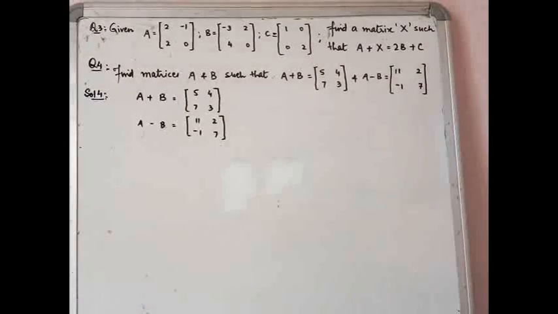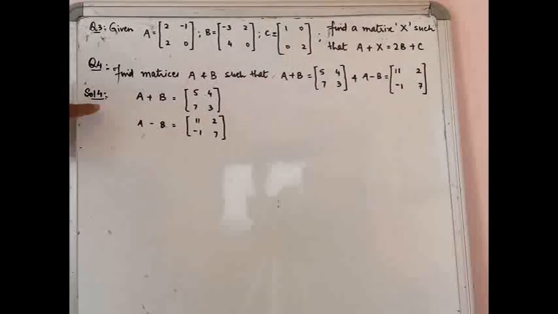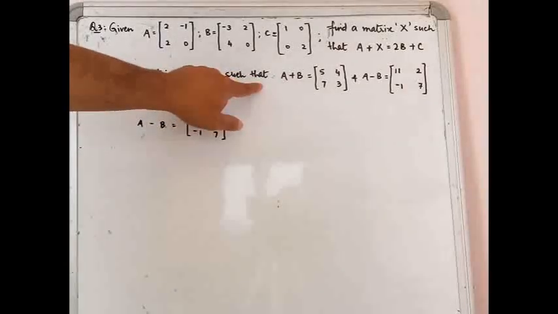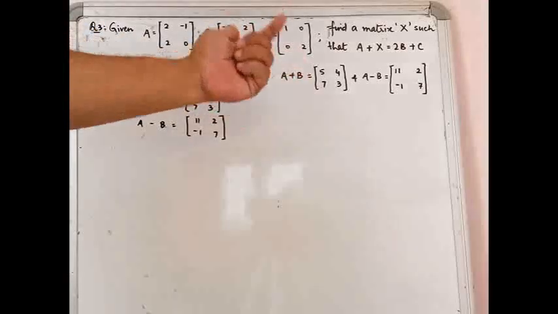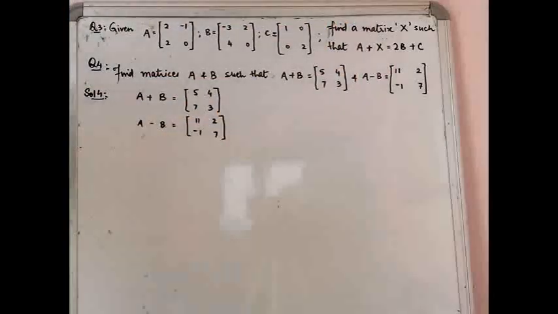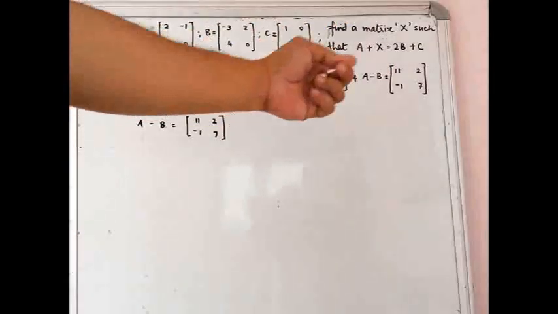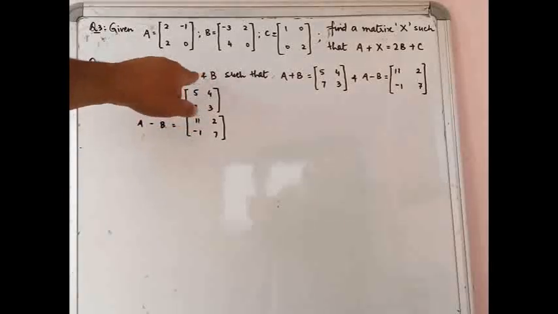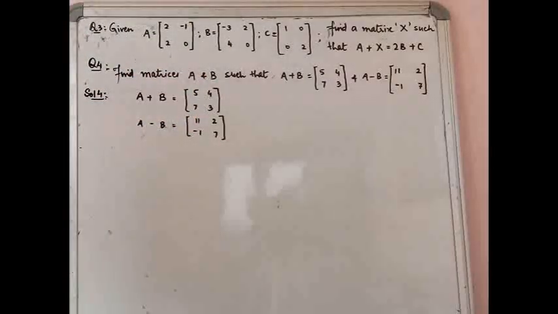Now moving on to question number 4. Find matrices A and B such that A plus B, their addition, is this matrix and their subtraction is that other matrix. These are the information given in the question and we have to find individual matrices A and B. Now we'll solve this particular question.